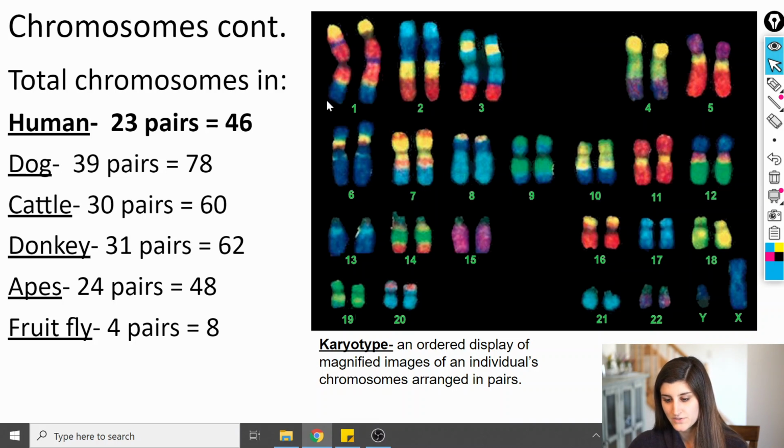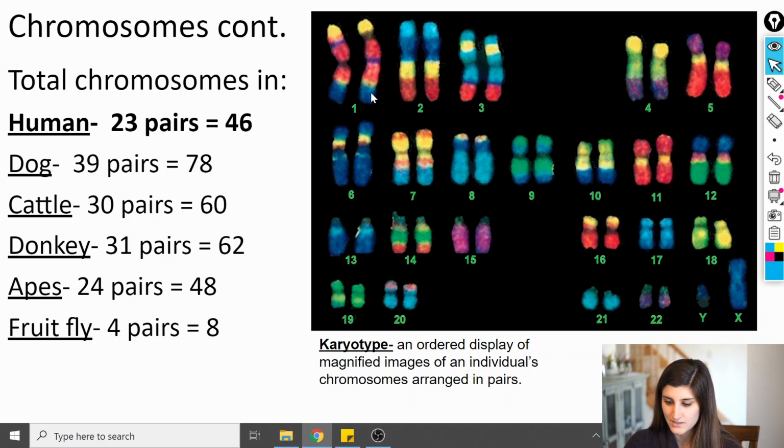So here, this is a karyotype. We've talked a little bit about karyotypes already, but as a refresher, a karyotype is when our chromosomes are set up in this way, so it makes it easier for us to identify our homologous chromosomes. So, number one, here's our first set of homologous chromosomes, here's our second set of homologous chromosomes, and so on.